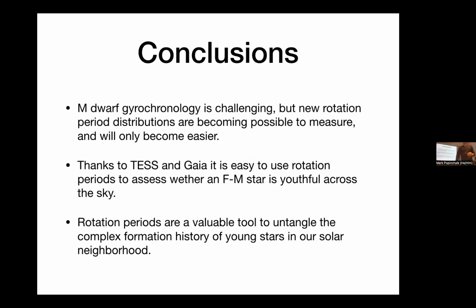Yeah, so I think I can leave on my conclusions: M-dwarf gyrochronology is challenging, but as we get more rotation periods, it's going to become easier to understand how these objects evolve. TESS and Gaia make it easy to assess whether an F or an M star is youthful, and you can do so for stars across the sky. And rotation period is just one valuable tool to untangle the complexity of star formation history around our sun. Thank you.